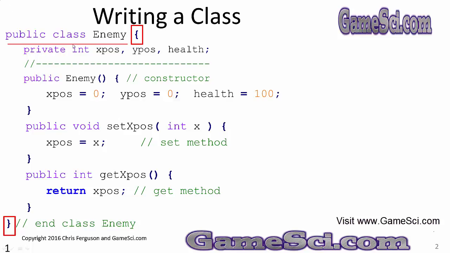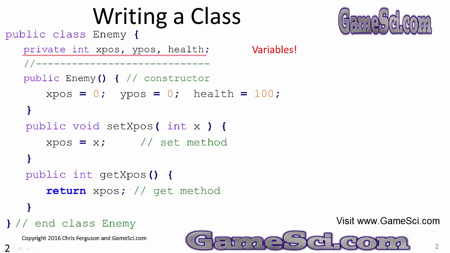Again, this public class Enemy line will be fairly consistent from different programs. The only thing that generally changes is the name of the class. Give the name of your class a descriptive name. Again, we're building something here that represents something that's dangerous to the main character of our game. An enemy could be anything that hurts our main character.